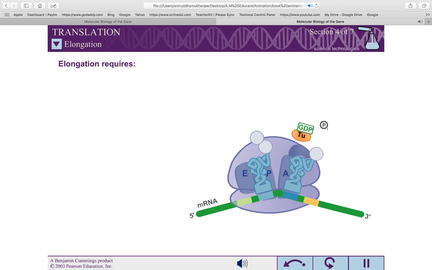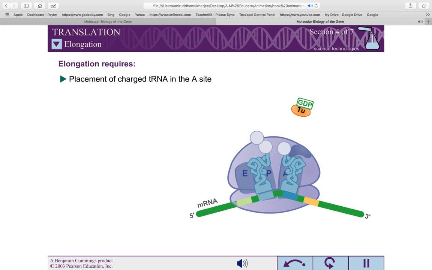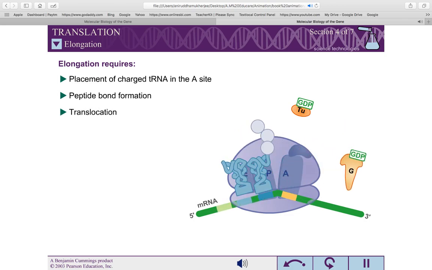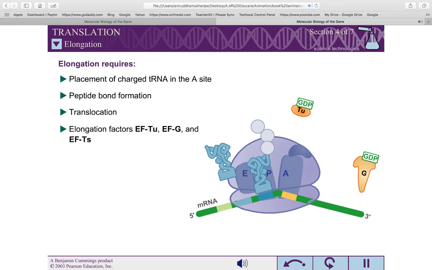A charged tRNA is placed in the A site of the ribosome. A peptide bond is formed, and the tRNA with the growing protein chain is moved from the A site to the P site. In prokaryotes, this requires two translation elongation factors, EF-Tu and EF-G. A third elongation factor, EF-Ts, is needed to recycle EF-Tu. Elongation is very similar in eukaryotes, and only the prokaryotic process will be described here.